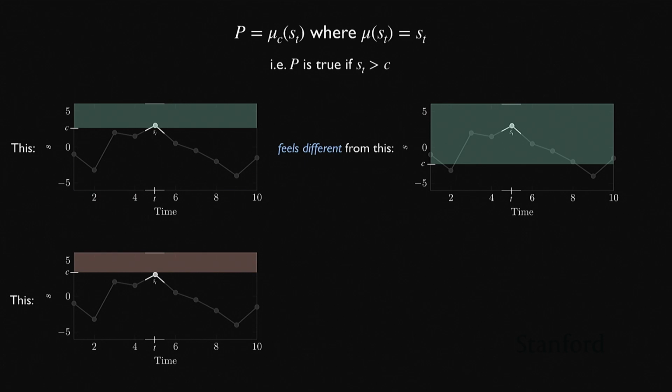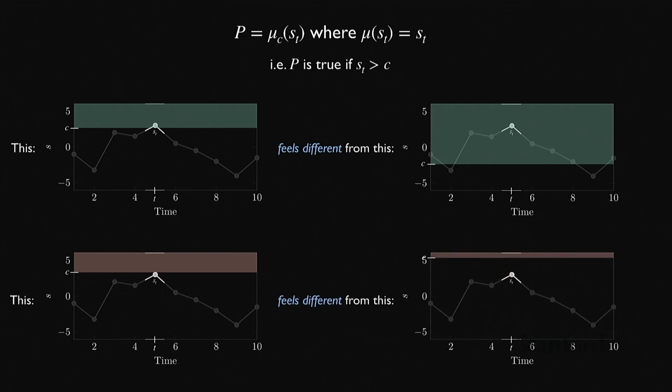Think about this one as well. So here we're just barely failing. And then here, not even close. We didn't make it at all. So these things feel different. And with these binary yes or no properties, there's no way to really distinguish between this. Here they're just both satisfied or they're both not.